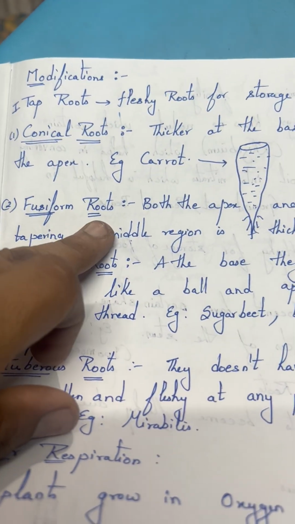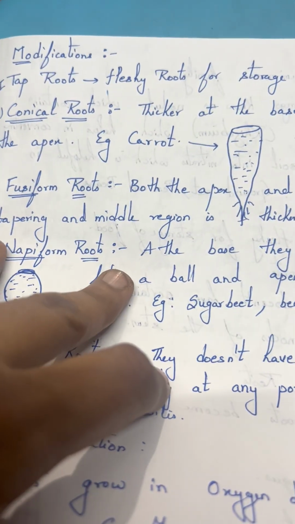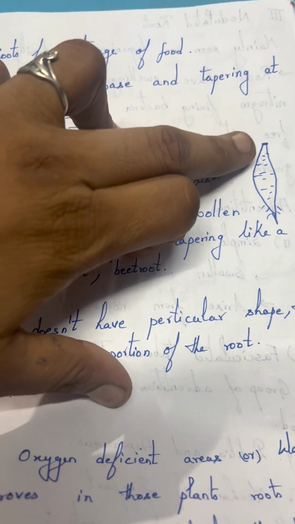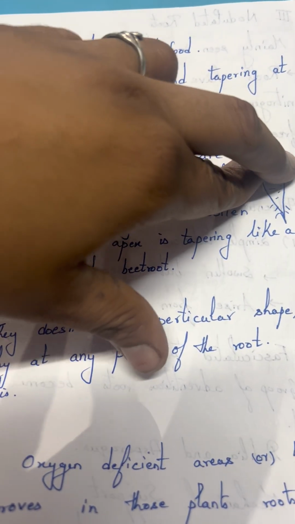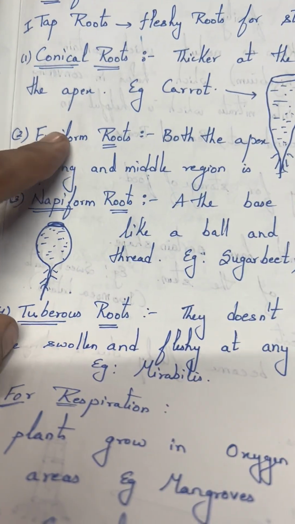Next one, fusiform roots. Both the apex and base are tapering and the middle region is thicker. Example, radish. So the upper region and lower region are tapering, whereas the middle region is somewhat thicker. That is about fusiform.